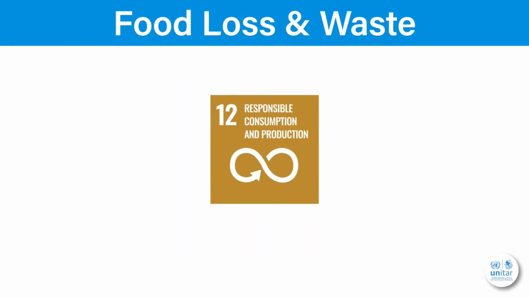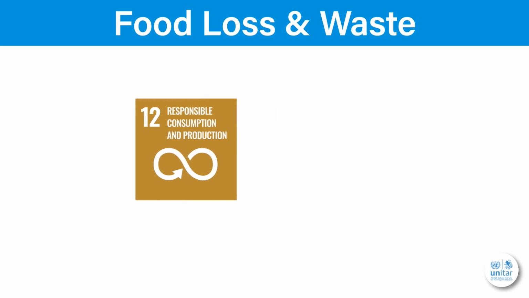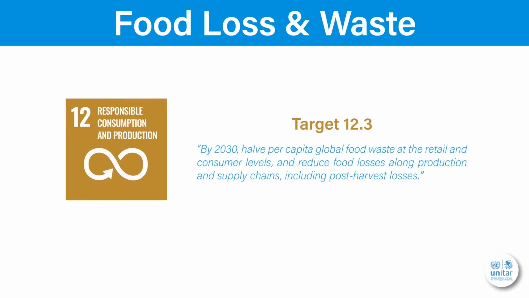The Sustainable Development Goal 12, Responsible Consumption and Production, treats specifically food loss and waste issues. Its 12.3 target states that by 2030, halve per capita global food waste at the retail and consumer levels, and reduce food losses along production and supply chains, including post-harvest losses. As we can see, the target includes all steps of the food value chain, from the consumer and going backwards to processing and production.